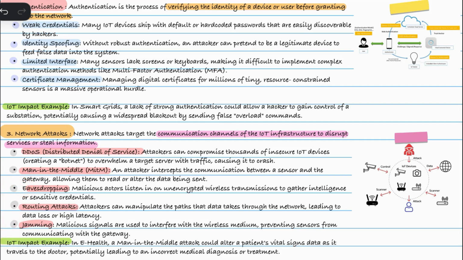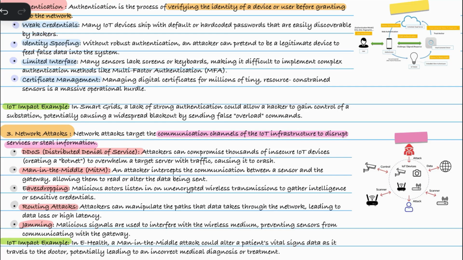Eavesdropping and jamming. So what is this? Eavesdropping is silently listening to unencrypted wireless transmission. And what is jamming? It is flooding the wireless frequency with radio noise. So the sensors physically cannot transmit their alert to the gateway. There is noise, or there's just complete silence. That is jamming. They're stopping the transmission of the data packets.